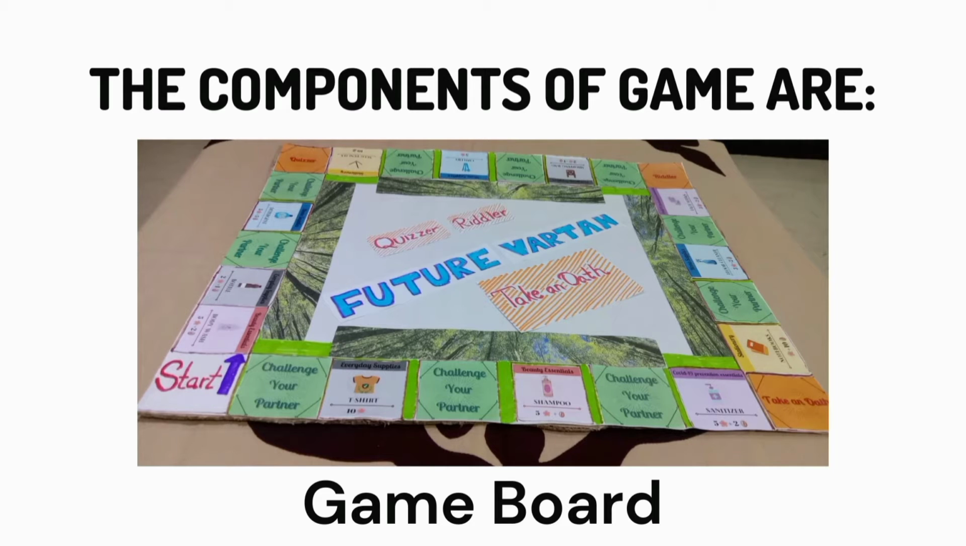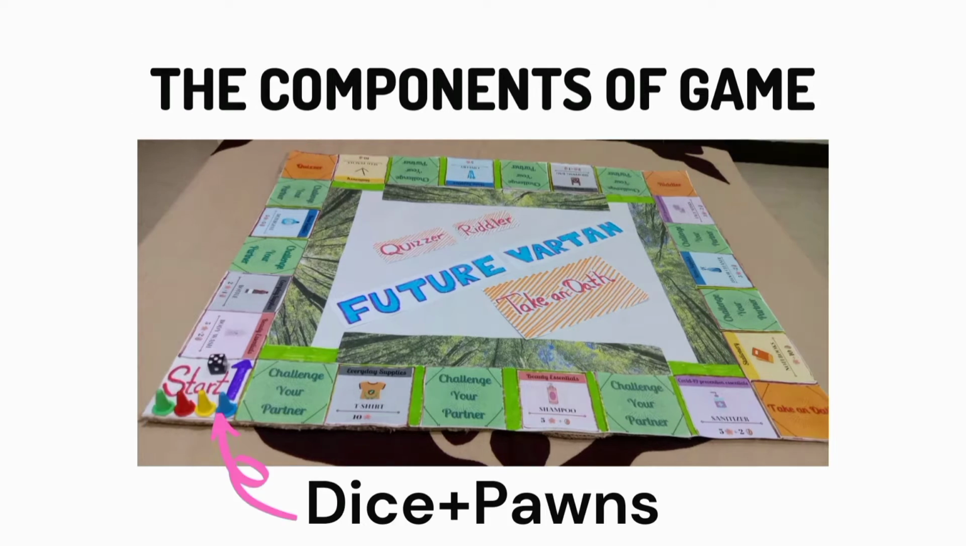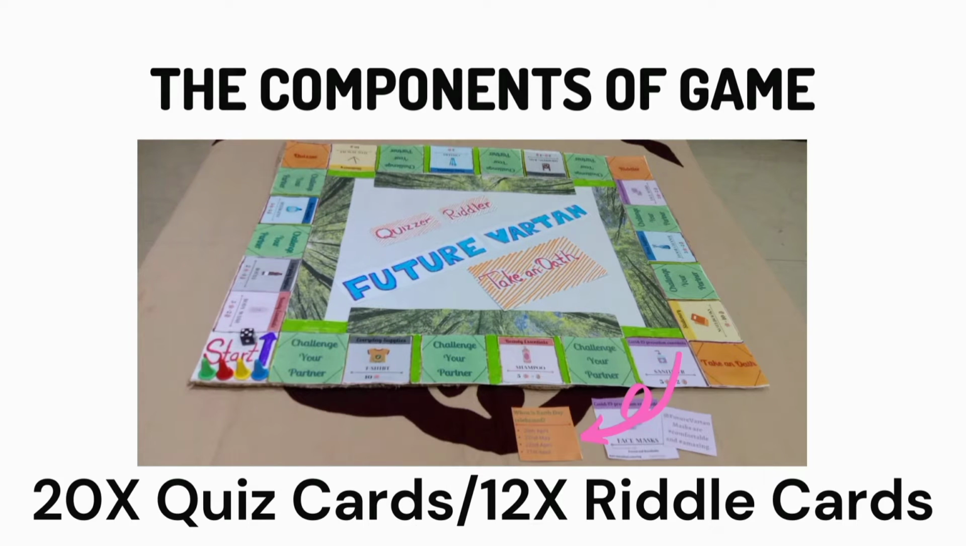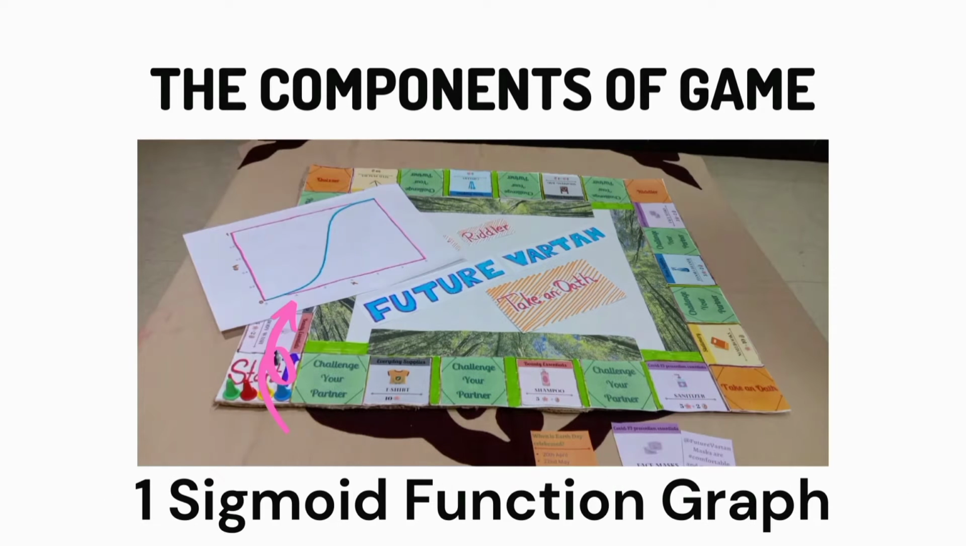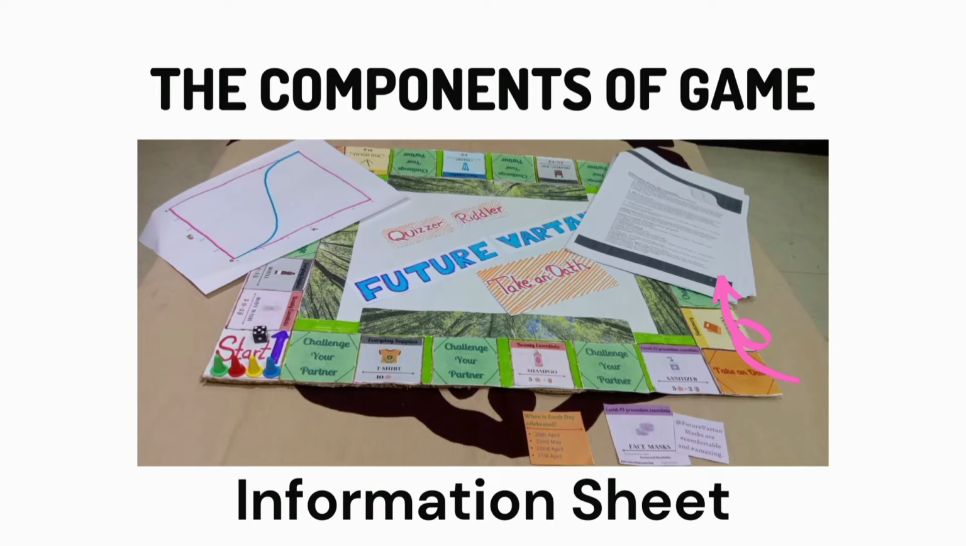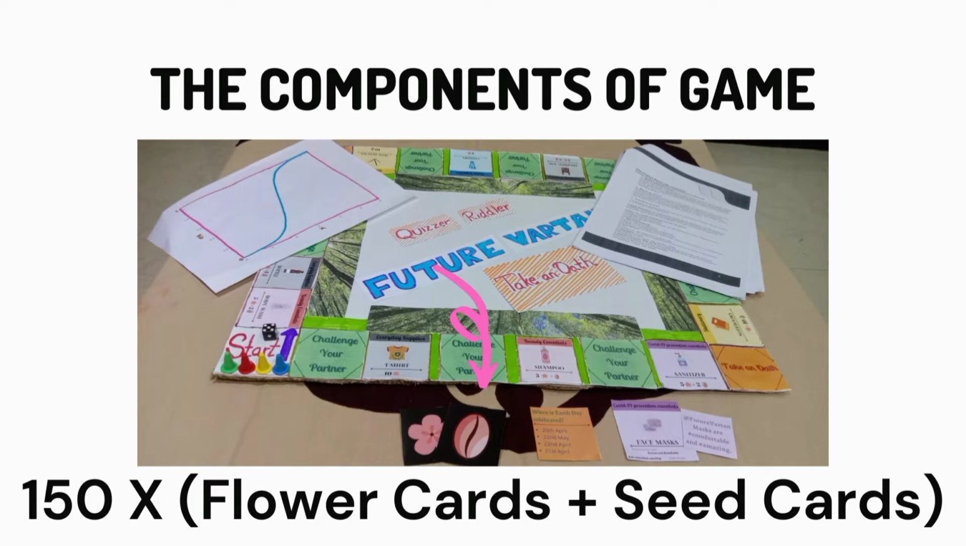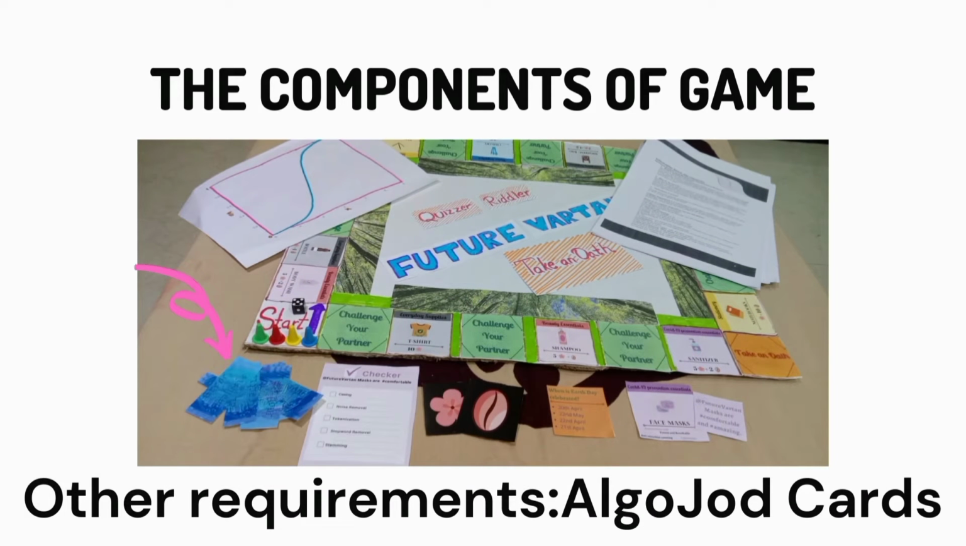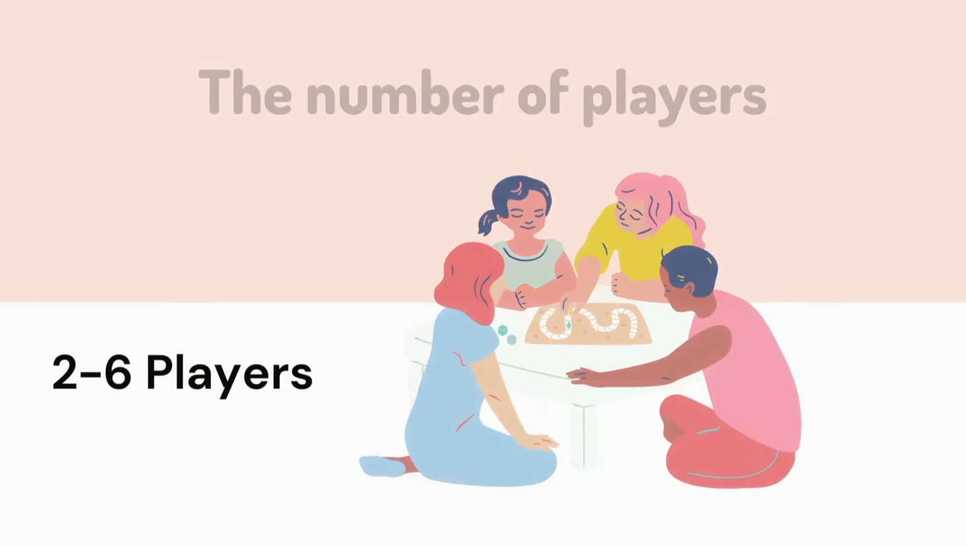The components of the game are game board, dice, product cards, quiz cards, riddle cards, sigmoid function graph, information sheet, flower cards, seed cards. It can have 2 to 6 players.